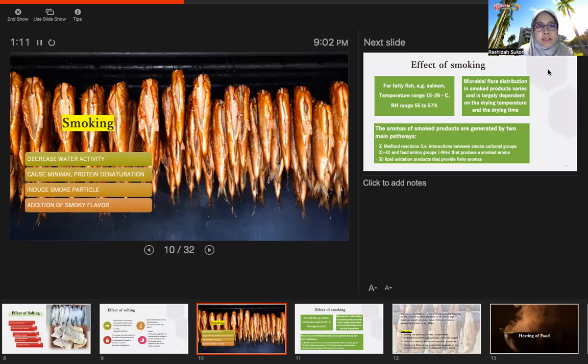And smoking also causes minimal protein denaturation, which is also good in making sure that the protein will not change its conformational form. Because when protein denatures, it will have different types of conformation, then you may change the taste and also the texture. Smoking also induces smoke particles as well as the addition of smoky flavor. This is one of the main reasons why smoking is highly favorable among consumers, because of the smoky flavor.